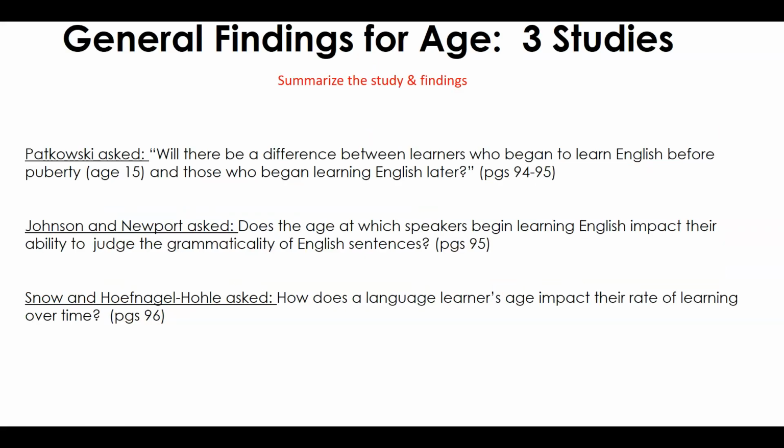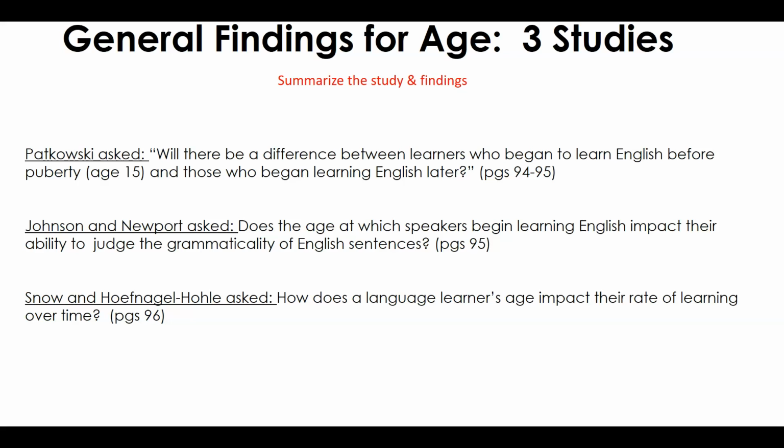So I'm going to have you look at these general findings for age. There are 3 studies included in the text, and I want you to summarize the studies and findings in your packet. The first one is Pakowski, and they asked, will there be a difference between learners who began to learn English before puberty and those who began learning English later? You can decide right now, what do you think the findings are going to say? Is there a difference between those before puberty and after? And what will that difference be? Is it easier to learn before puberty or after puberty?